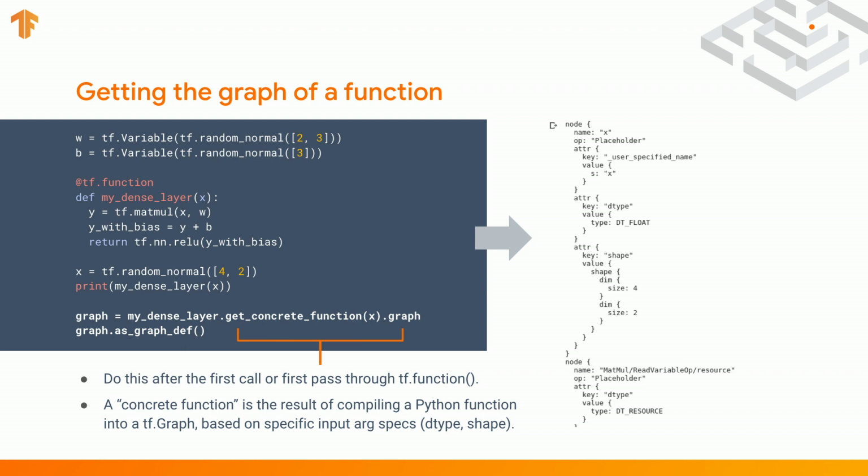But the important thing here is that for any realistic models and realistic TF functions, the size of the graph def is going to be too big. It's not going to be friendly to reading in text. And that's why graphical tools like TensorBoard will be important.